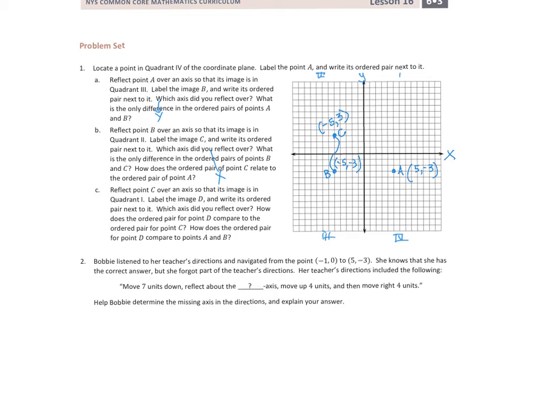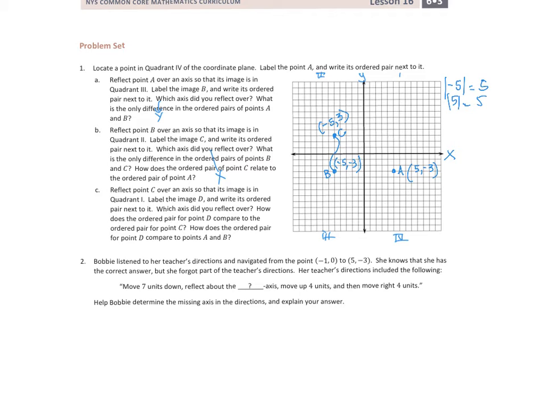Okay. So how does the ordered pair of point C relate to the ordered pair of point A? So how does C, -5, 3 compare to 5, -3? Oh my gosh. Well, they're opposites, right? -5, 5, 3, -3, but you could also say the absolute value of -5 and 5 are equal to 5, so the absolute value of each is equivalent, and the absolute value of 3 and the absolute value of -3 are equal to 3. Okay, so that's a lot in one section.